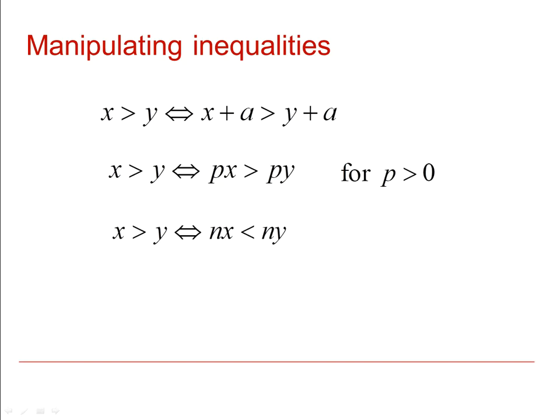It will change round, however, if n is a number which is less than 0, then the inequality changes direction. So here we've got x is greater than y, then that means nx is less than ny, and that's for a value of n which is less than 0. So this is the idea: if we multiply by a positive number, then the inequality is fine. If we multiply or divide, for that matter, by a negative number, then the inequality changes direction.